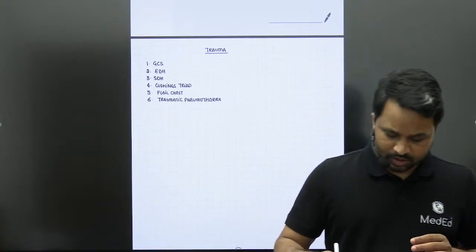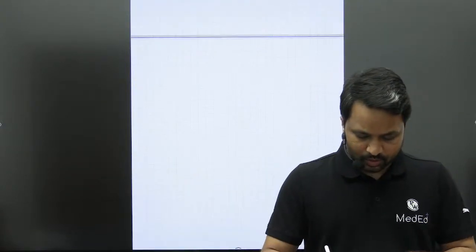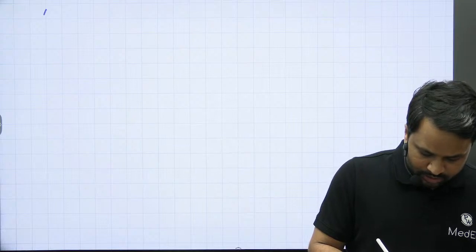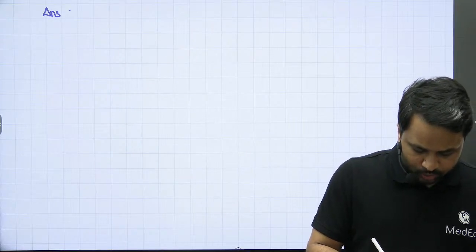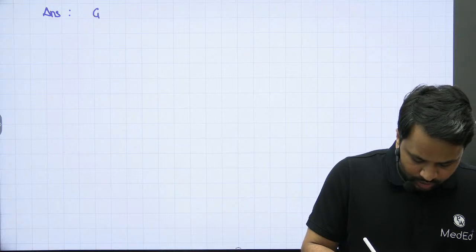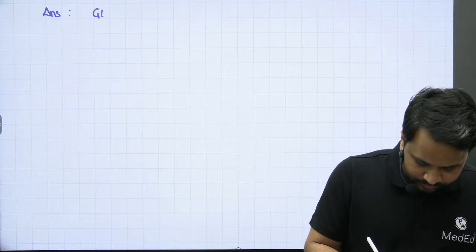Okay? So let's talk about the GCS scoring system or the Glasgow coma scale. I hope everybody should be able to know this. This is a non-negotiable point that you should understand and remember the GCS scoring system. So I'll be talking about the Glasgow coma scale.